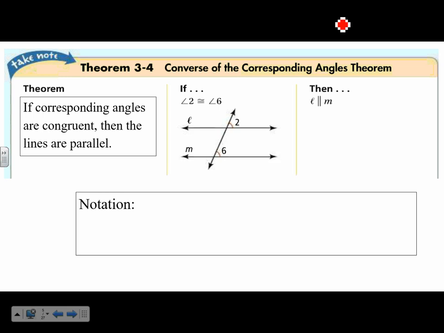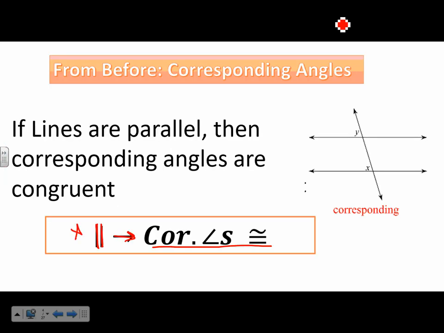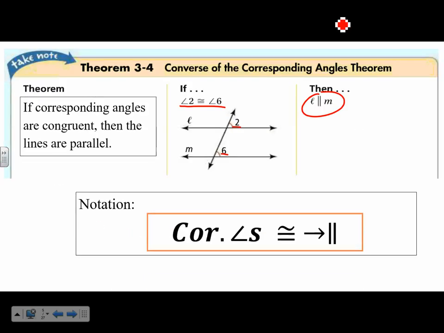So in this figure, we don't know that L and M are parallel, we have no idea, but they tell us angle 2 and angle 6 are congruent, and they are corresponding angles, that means that the lines have to be parallel. So we write it with the same symbolic notation as over here. If corresponding angles are congruent, then the lines are parallel. Sorry, I almost said it backwards.